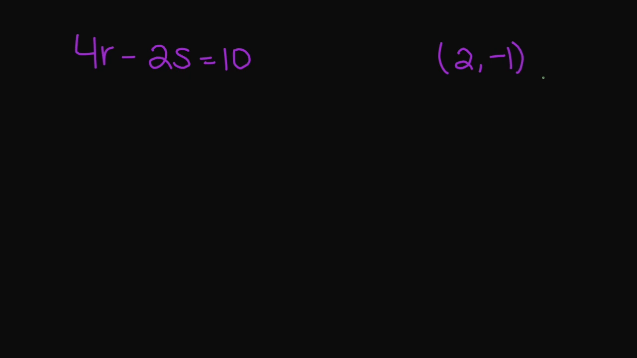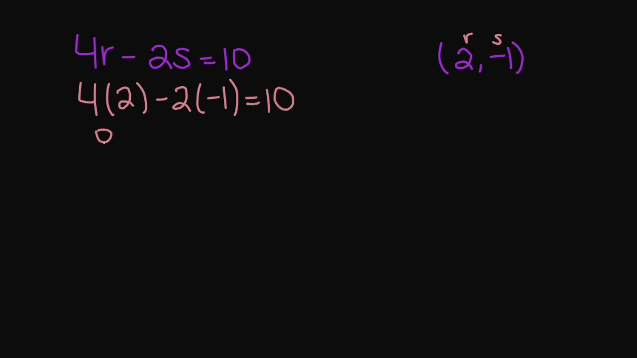Let's look at this example here. 4r minus 2s equals 10. And our ordered pair is (2, -1). So we have 4 times 2 minus 2 times -1 equals 10. 4 times 2, this is going to be 8, minus 2 times -1. We have -2 times -1, we're going to get a positive 2. And this is going to equal 10. And on my left side here, we have 8 plus 2. This is going to equal 10, equals 10 here. So yes, (2, -1) is a true solution. So your answer here is yes.